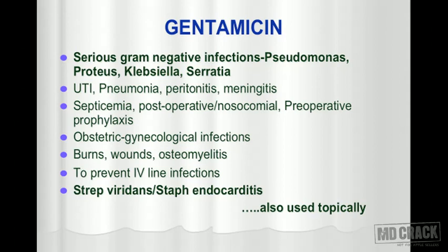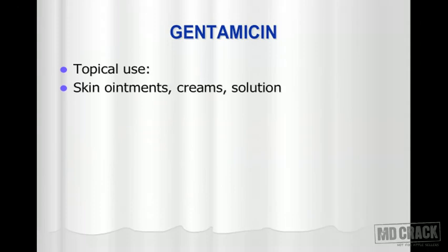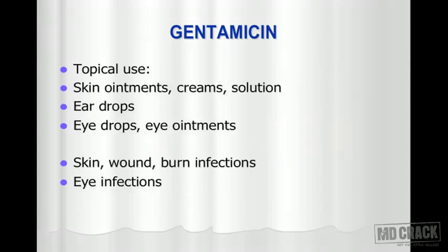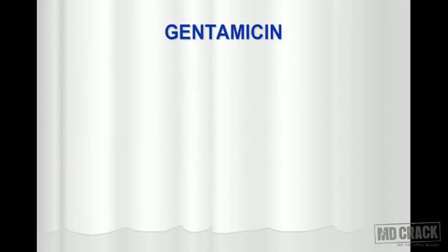Gentamicin is also used topically. Let's go to the next slide. What are the topical uses of gentamicin? It is useful in the form of skin ointments, creams and lotions. It's useful as ear drops. It's useful as eye drops and eye ointments. It's useful to treat skin infections, wound and burn infections, eye infections and ear infections. So that's important about gentamicin. You can use it systemically by injection, and it's available in various formulations for topical application.